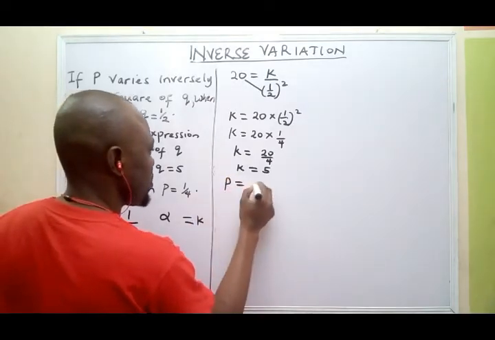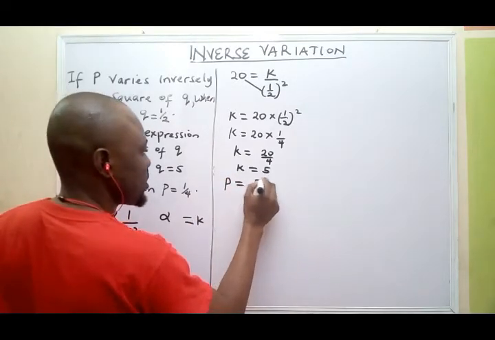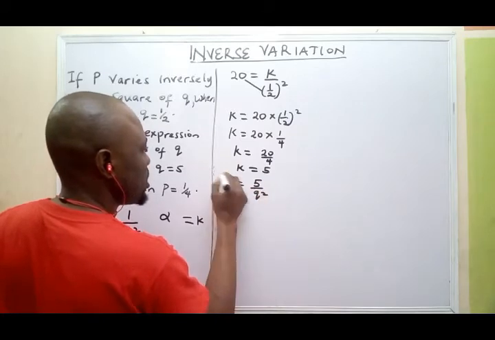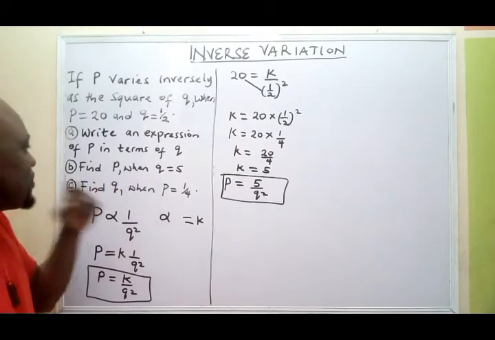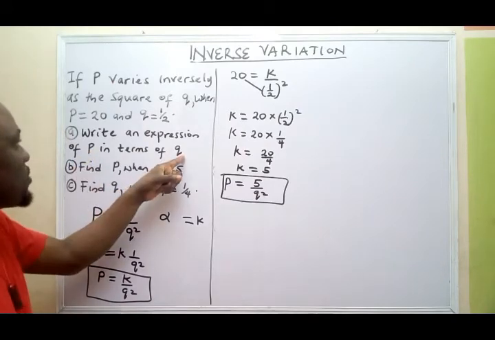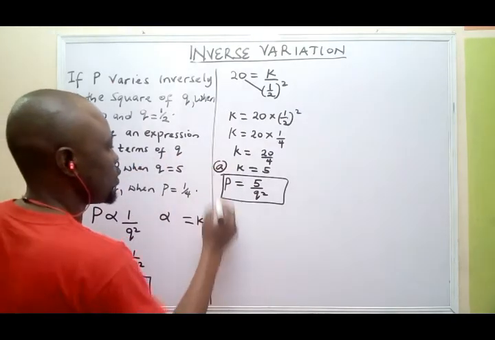Now I'll come back to this equation. I'm going to plug in the value of k. So p equals 5 over q squared. So now this equation is p in terms of q. So this is our first solution.